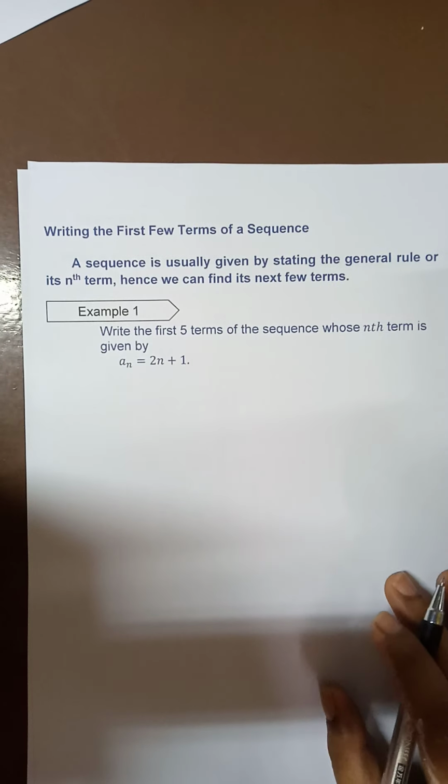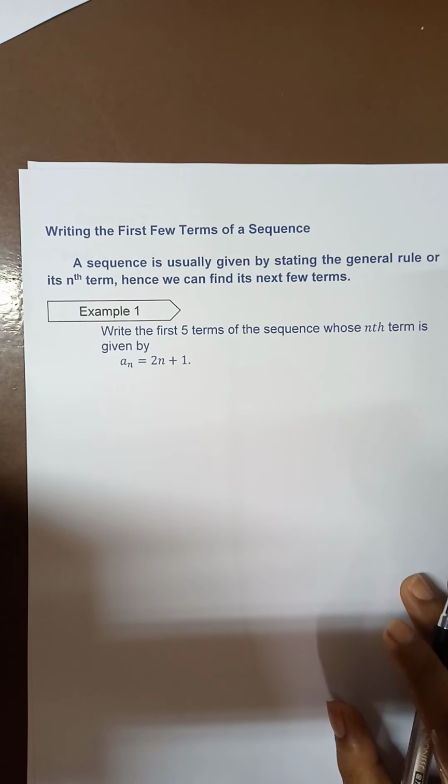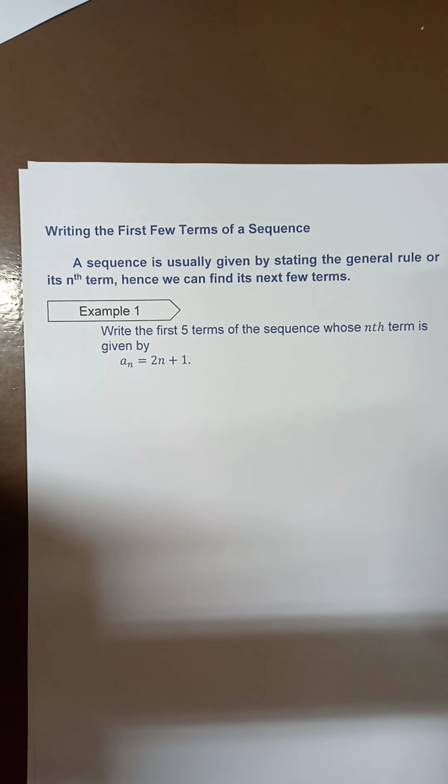Okay, let us proceed. We're going to discuss writing the first few terms of a sequence. A sequence is usually given by stating the general rule or its nth term. Therefore, we can find its next few terms. So we have example number 1.